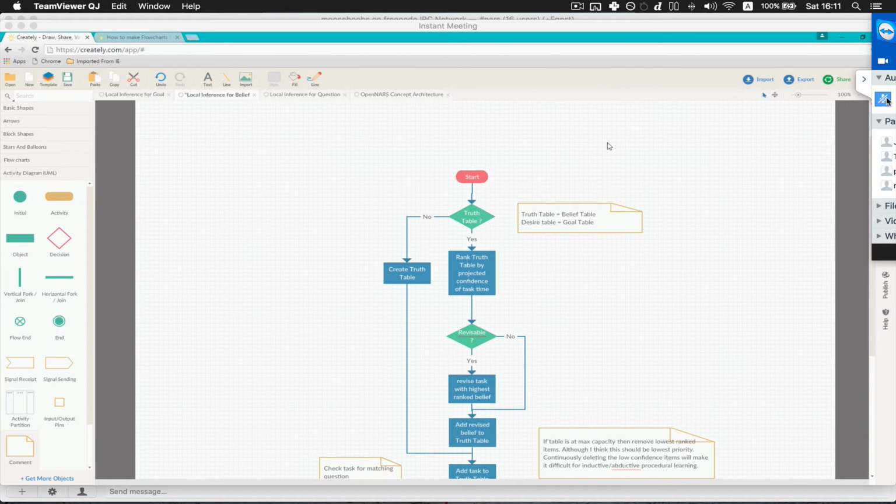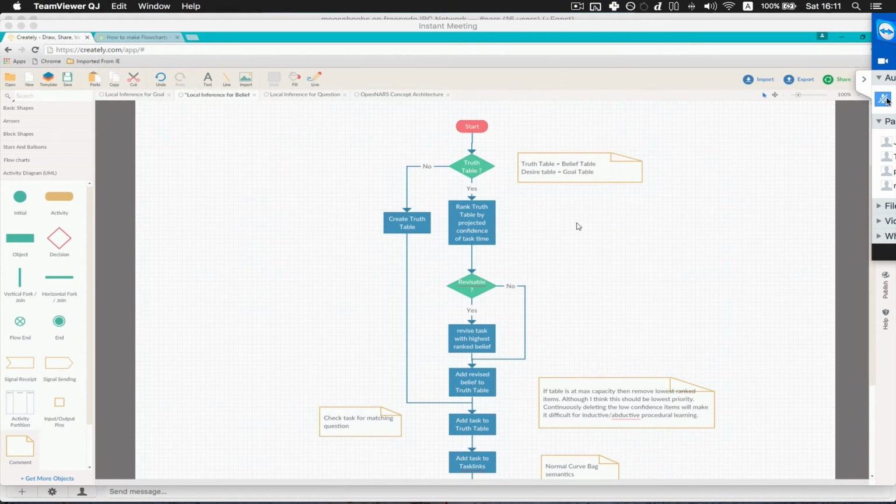Assuming further tasks arrive, further beliefs arrive, the truth table exists. If it exists, we know there's at least one entry in there, so we're always going to do this. So we rank the table by projected confidence of the task time. So essentially, we're going to convert the confidence values of all the beliefs in the truth table based on their relevance to the task time.